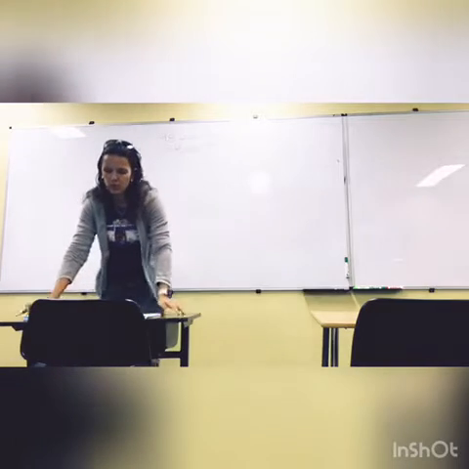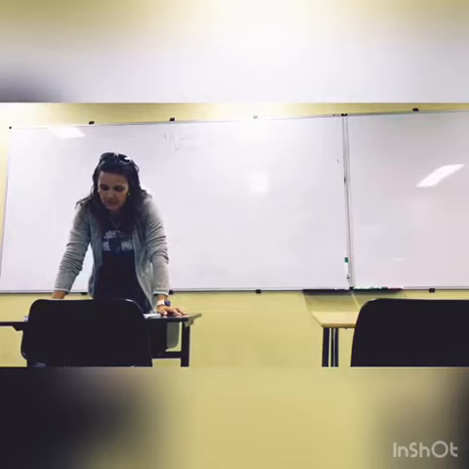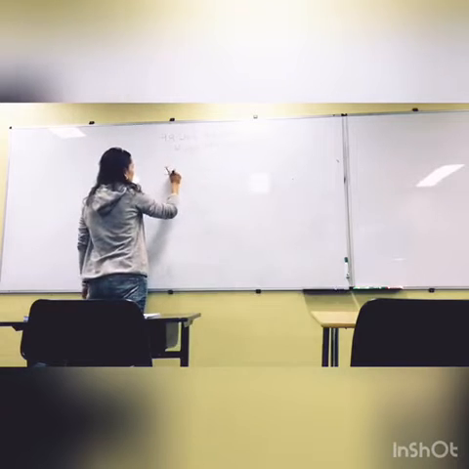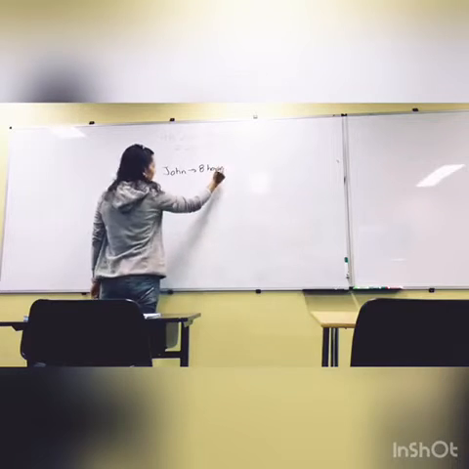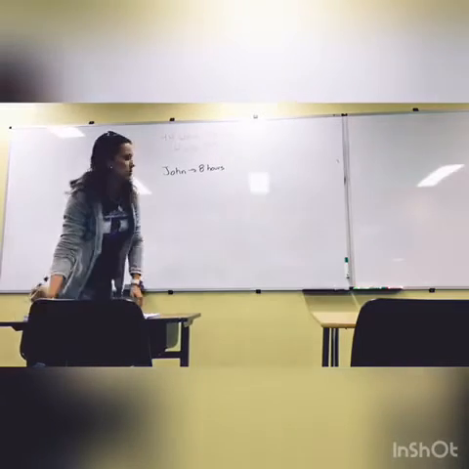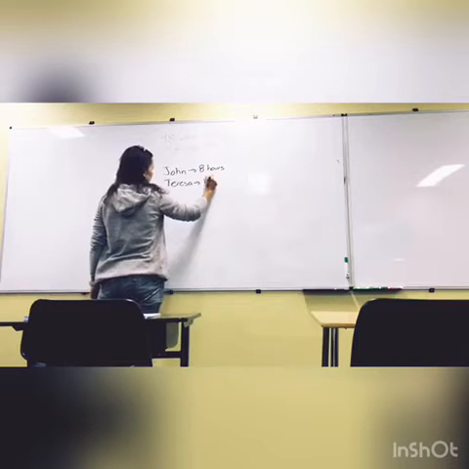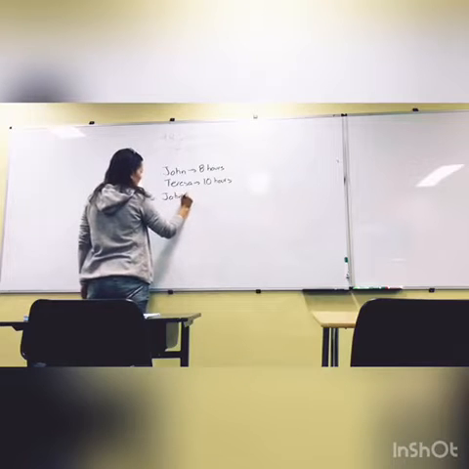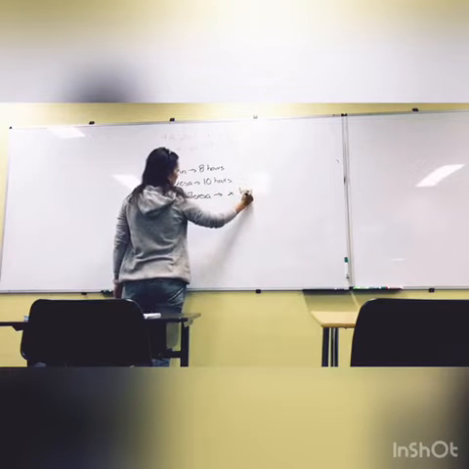Okay, so example 2 says, Teresa and John are going to work together to paint their living room. Now it says John can paint it in 8 hours. So John, 8 hours. And then it says Teresa can paint the room in 10 hours. How about John plus Teresa working together? That's going to be x hours.